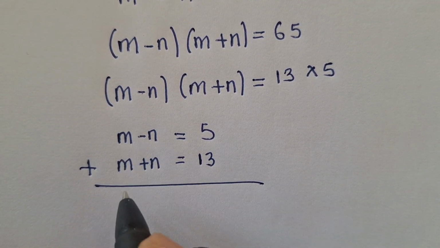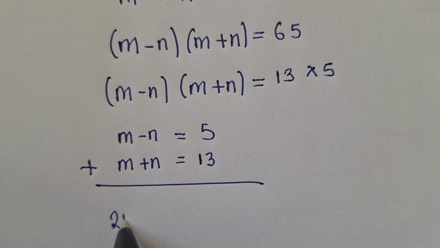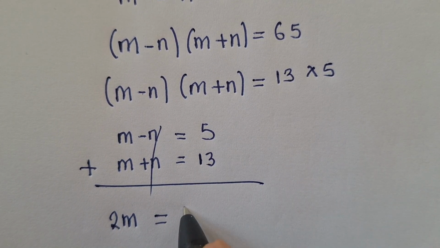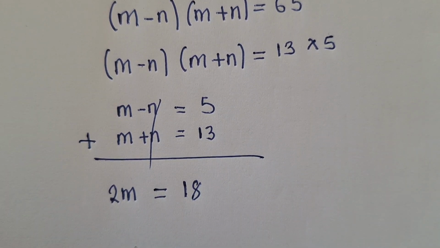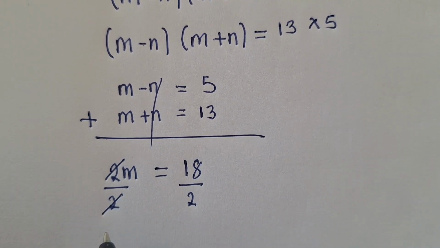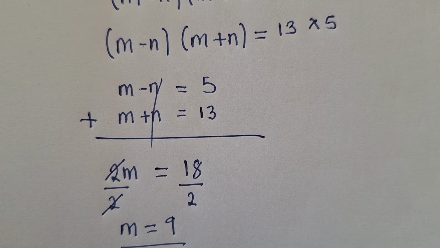So we can now do this. We start adding. The m's here, when we add them, we're getting a 2m. These two will cancel out. Here we're getting 18 when we add these two. Divide by 2 by 2. This and this will go. Our m will be equal to 9.